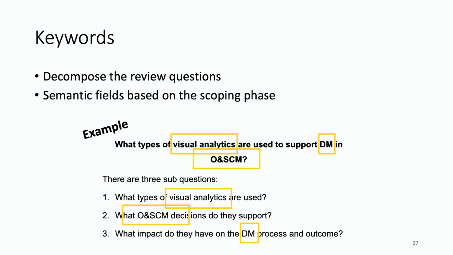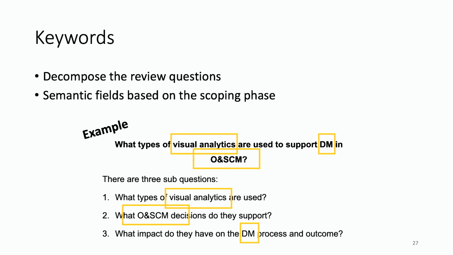Now, keywords. This is something that will either make or break your SLR. So the best strategy will be to decompose the review questions into words. So what are the keywords that are featured? In my example, I had: what types of visual analytics are used to support decision making in operations and supply chain management. So from here, I can identify three main topics: visual analytics, decision making, and operations and supply chain management. So those are the main key topics, and the sub questions are about each one of those.